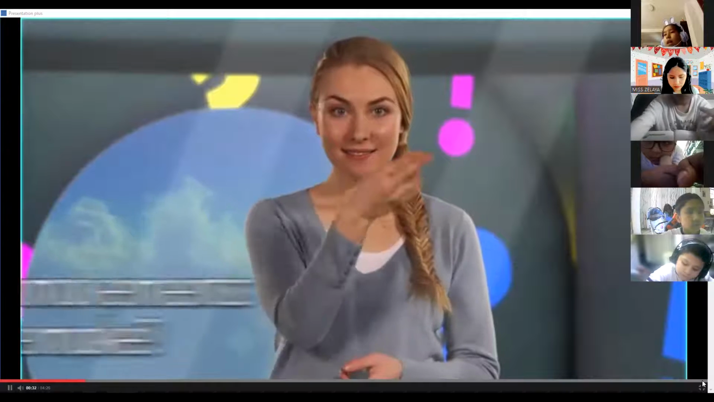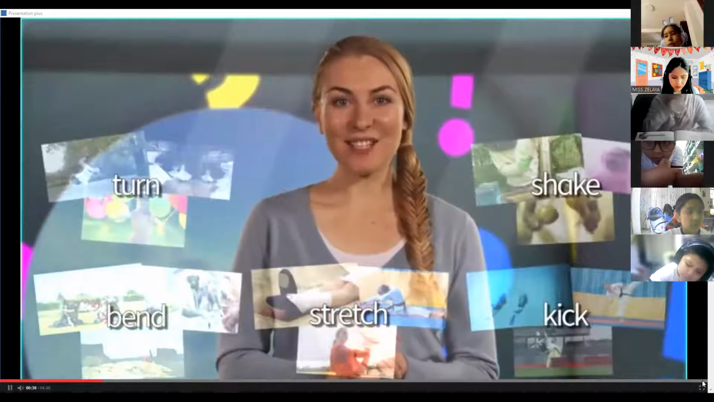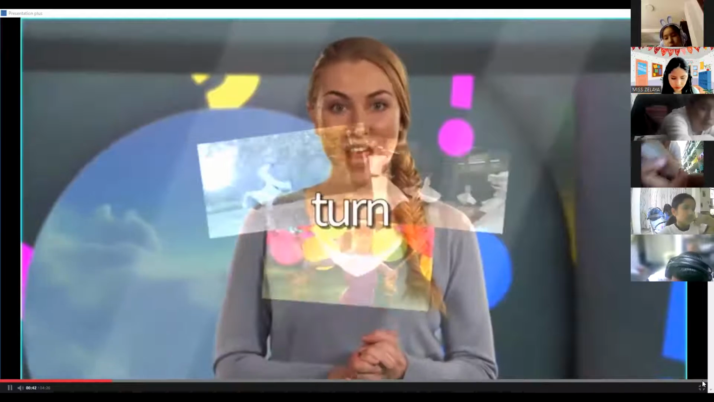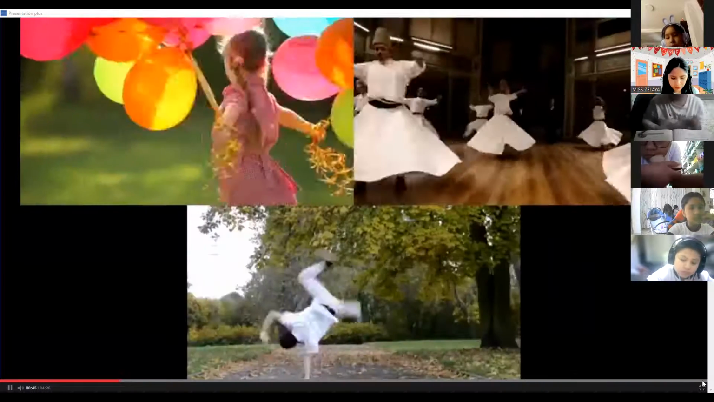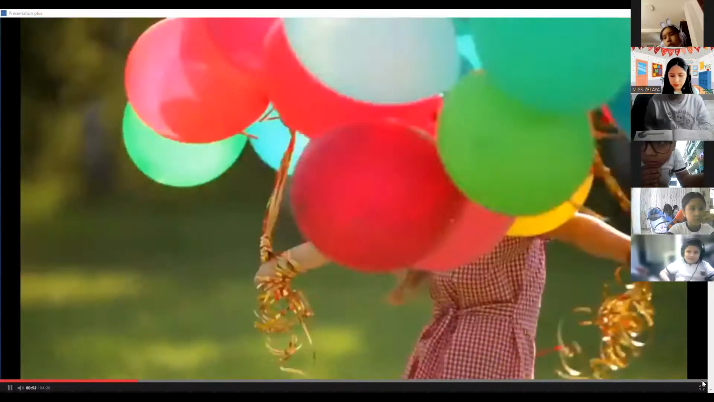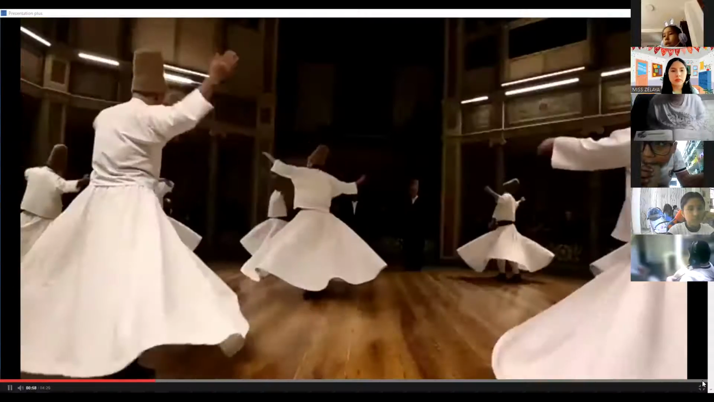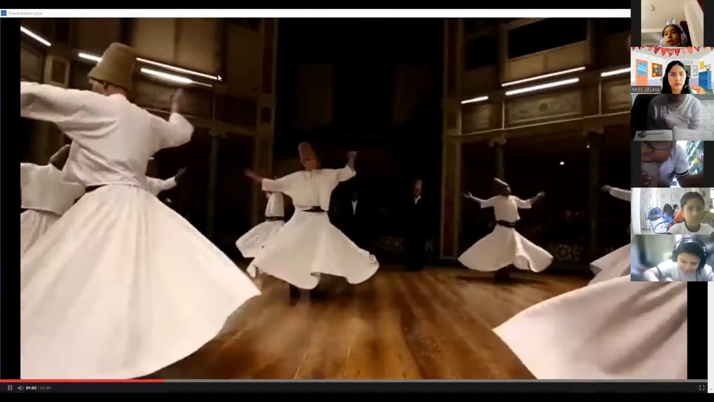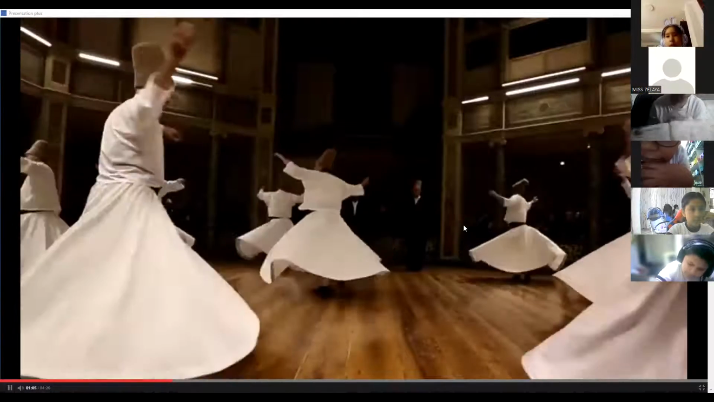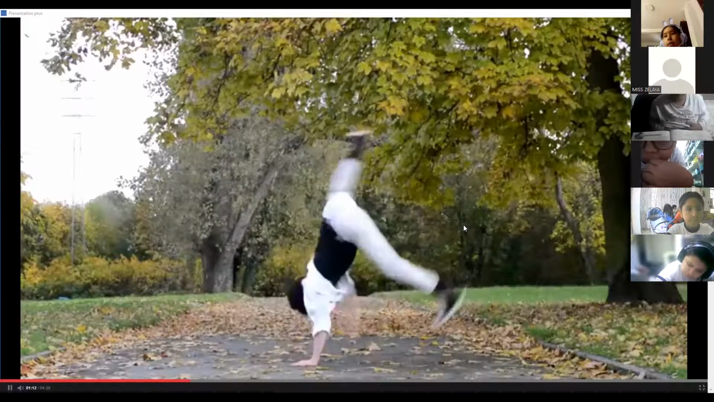Guess what? Hi again. Welcome back to Guess What? Today, we're asking, what body movements can we make? Let's find out. Turn. We can turn our bodies in different ways. Look! This girl is turning with her balloons. And these men are turning very quickly. Look how this breakdancer is turning his body using his arms.